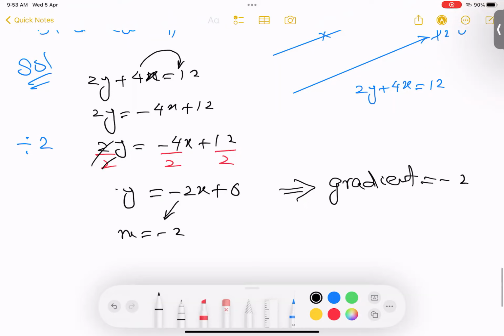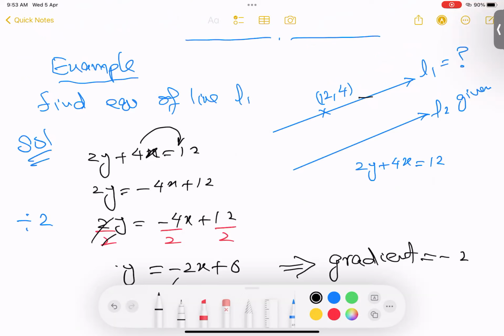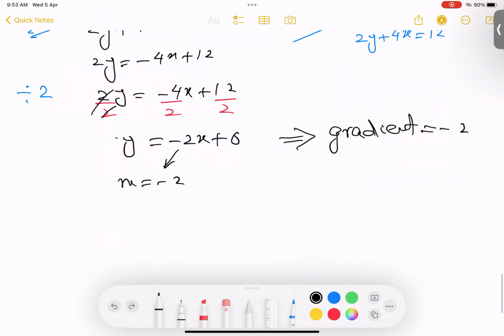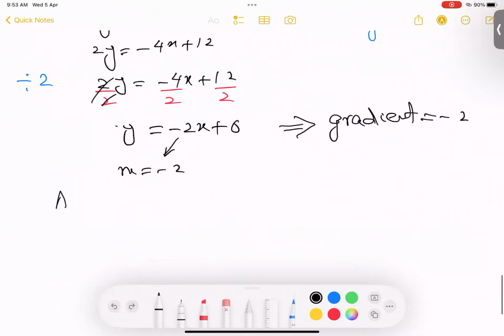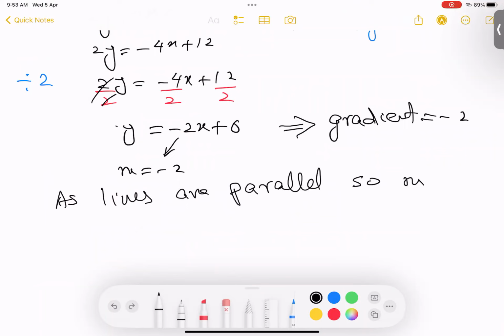I hope it's clear, because these 2 lines are parallel, as given. And I said just now, when 2 lines are parallel, they have one thing in common. And what is that? Gradient. So the gradient of line L1 is negative 2, and line L2 is also negative 2. As the lines are parallel, the other line's gradient is also the same. So the gradient is the same. Very, very clear.